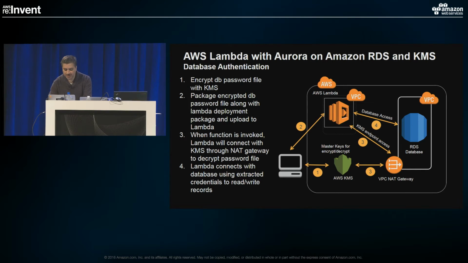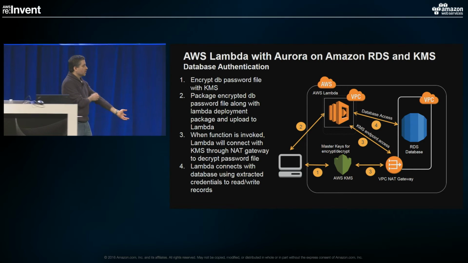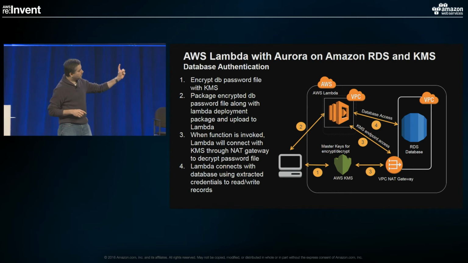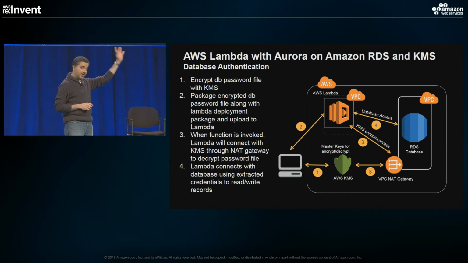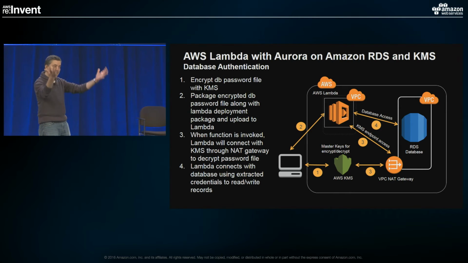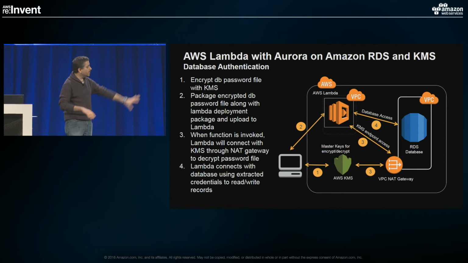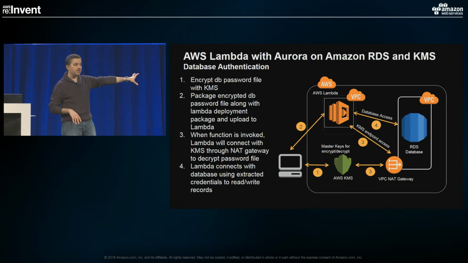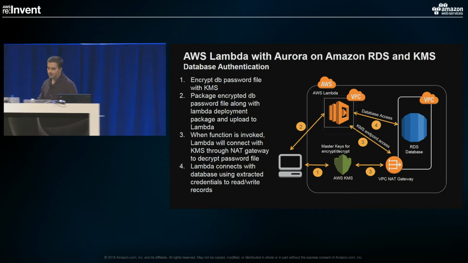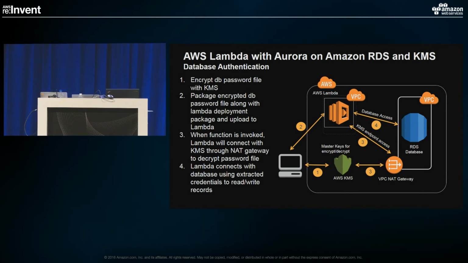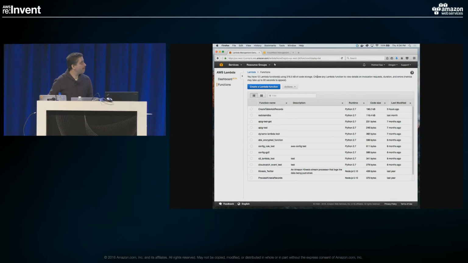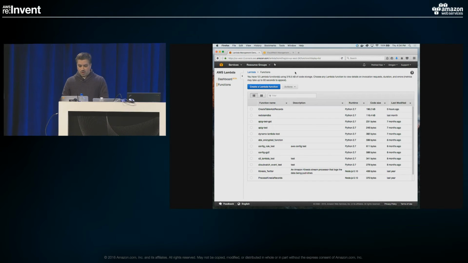So by doing this, what I'm showing is the Lambda function is able to access RDS resources, which are behind a VPC, through the Lambda VPC configuration, and the NAT gateway configuration so that it can talk to the KMS public endpoint, which is outside the VPC. All right, let's go with it.